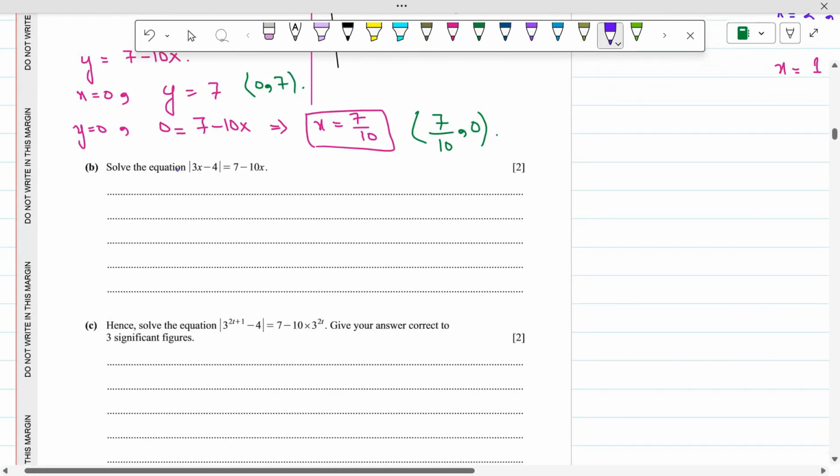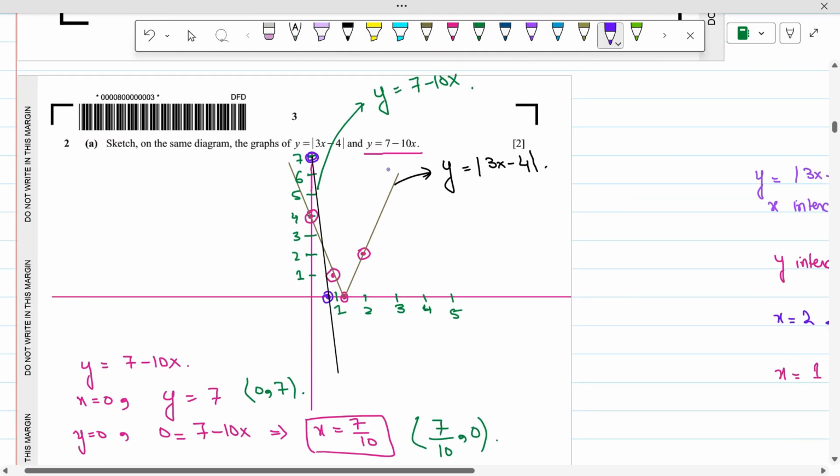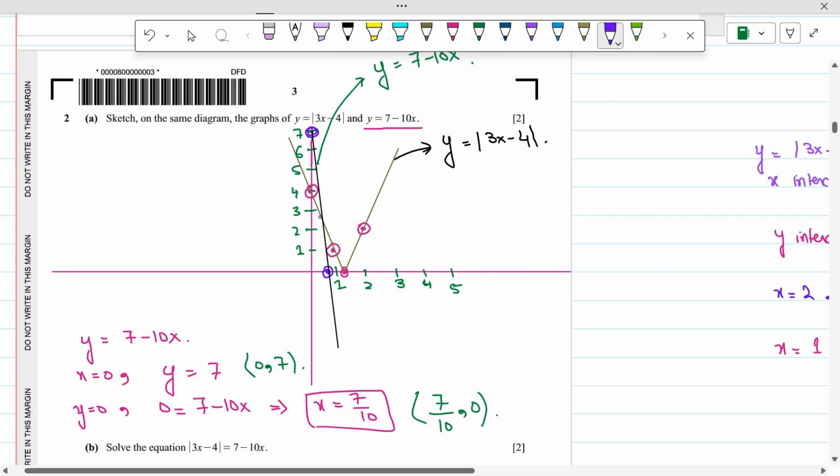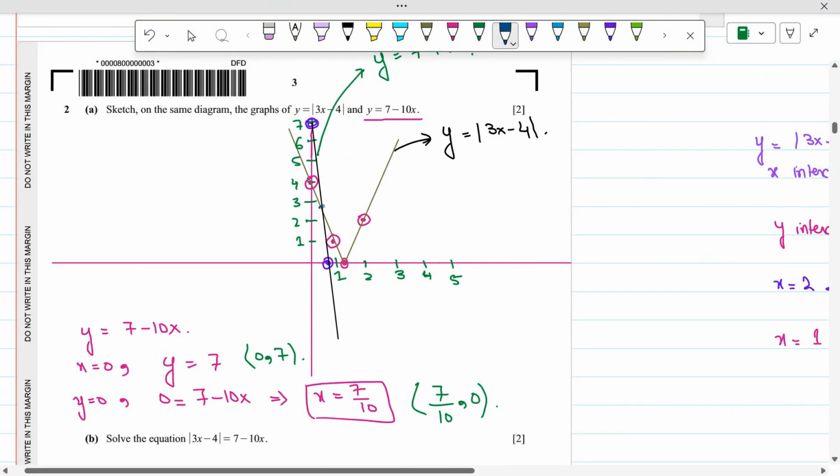Part B. Solve the equation: the absolute value of 3x minus 4 is equal to 7 minus 10x. From the graph, we can see that the solution will be the intersecting point of these two graphs. So this one will be the solution.